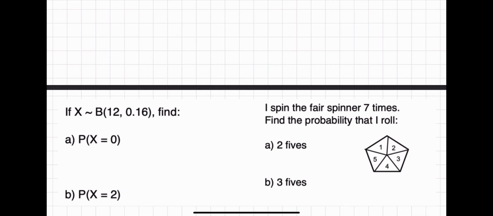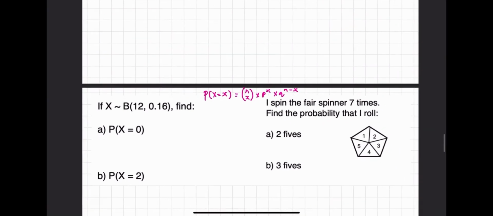Okay, here we have the discrete random variable x is binomially distributed with 12 trials and 0.16 as our probability of success. We're trying to find the probability that x equals 0. So first thing you need to do is memorize your formula, which is the probability of X equaling x equals n choose x times the probability lowercase p to the power of x times q, which is 1 minus p, to the power of n minus x.